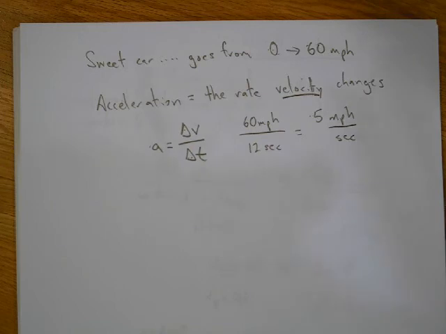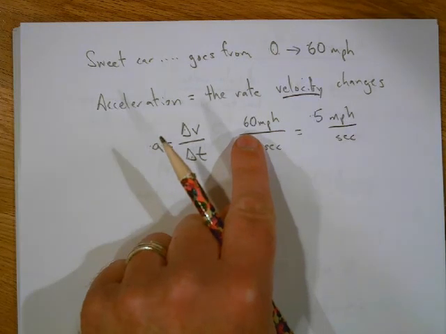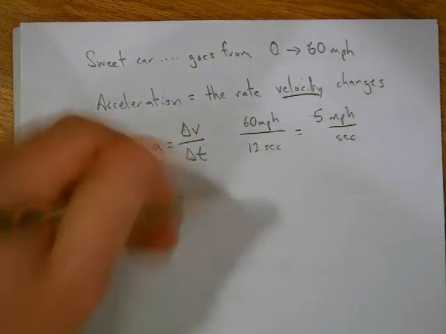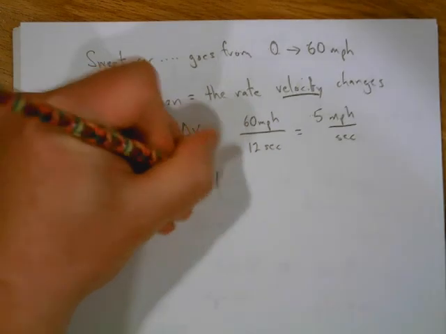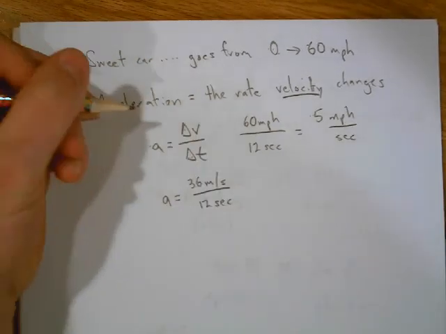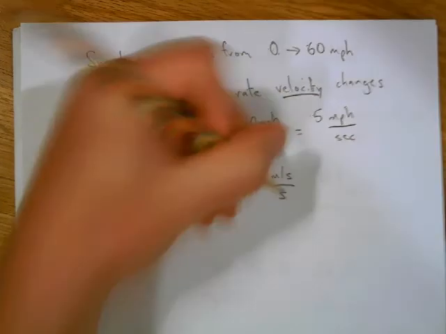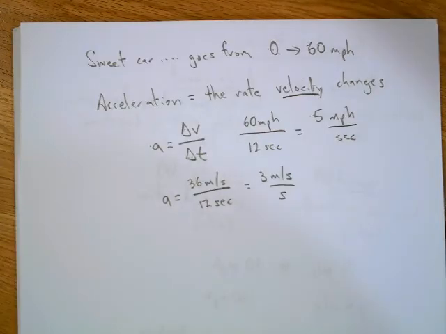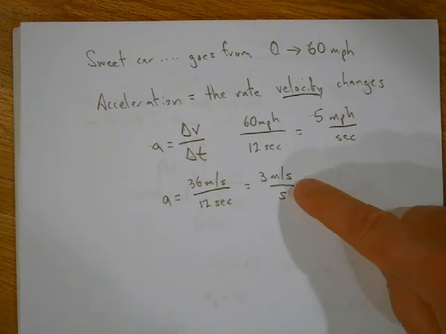So if we wanted to do this in terms of what we're going to be using, which is meters per second, remember, to go from meters per second to miles per hour, you roughly double it. So this is going to be roughly 30 meters per second. Just to make the math easier, we're going to say that it was actually 36 meters per second. And then I end up with 3 meters per second per second.